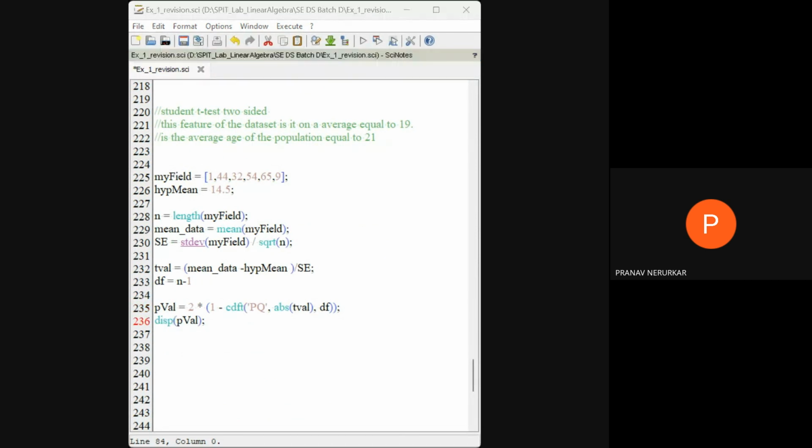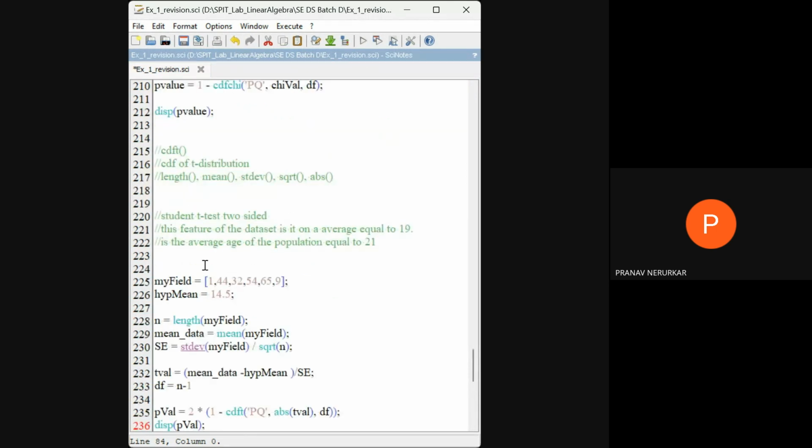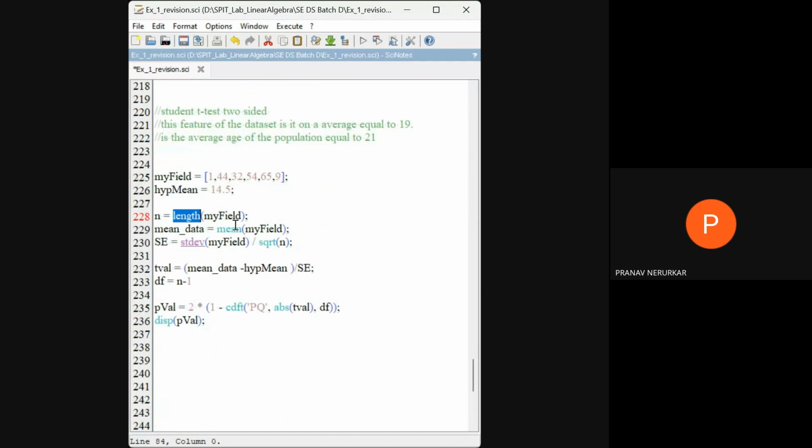Okay, so with this, several functions of Scilab like length, mean, standard deviation, square root, absolute value, and cumulative distribution function can be demonstrated.